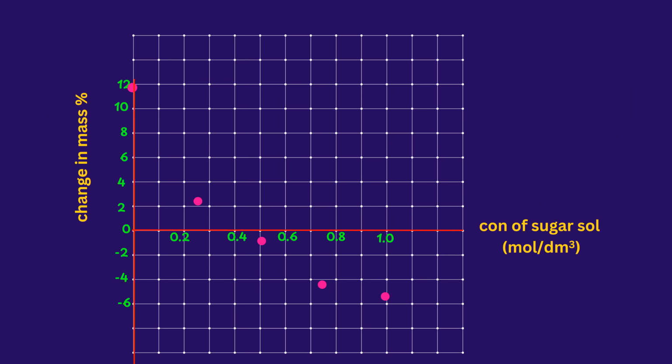Okay? The last thing that we need to do is to plot, draw, and interpret our graph. Remember, the graph is change in mass against concentration of sugar solution. Remember, the independent variable, which is the concentration of sugar solution, must be on the x-axis. All right, let us draw this graph.